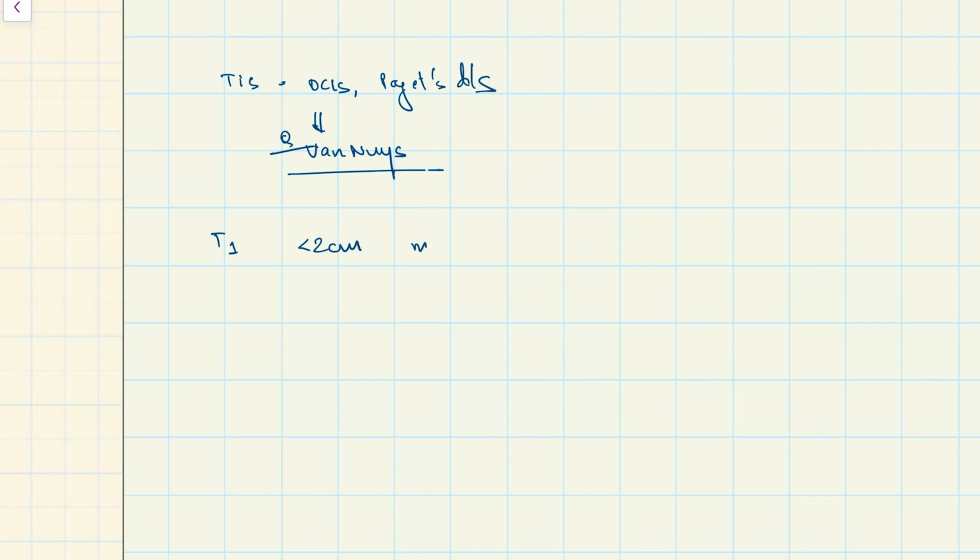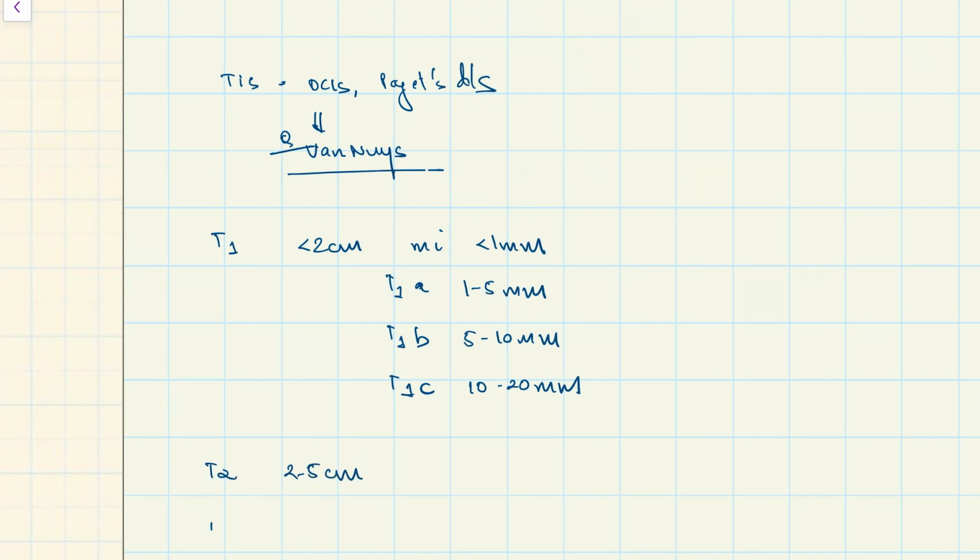It is further divided into T1mi, stage T1a, T1b, T1c. Mi means microscopic involvement, that is less than 1 mm, a is 1 to 5 mm, b is 5 to 10 mm, while c is 10 to 20 mm. Stage 2 is the size of the tumor 2 to 5 cm, 3 is more than 5 cm.